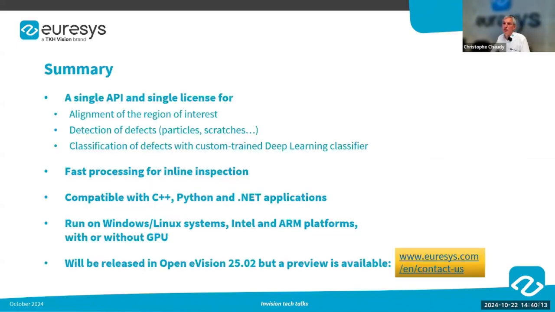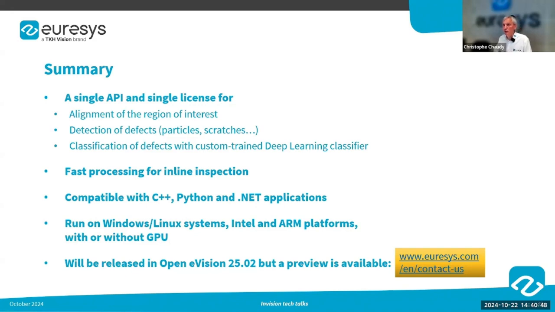So if I can summarize the presentation, EasySpotDetector is a software library, and in a single API and a single license, you can perform alignment of the region of interest to find the parts, the detection of the defects like particles, scratches, dots, etc., and the classification of the defects with a custom trained deep learning classifier. So these 3 steps are included in EasySpotDetector.